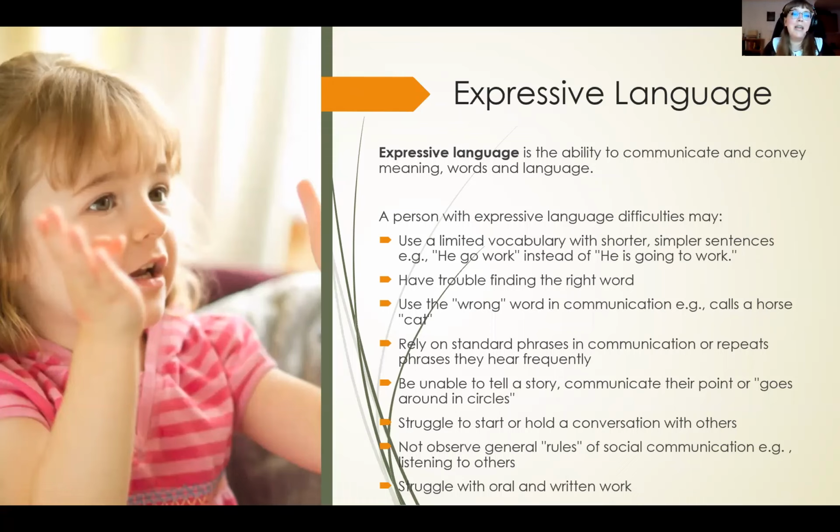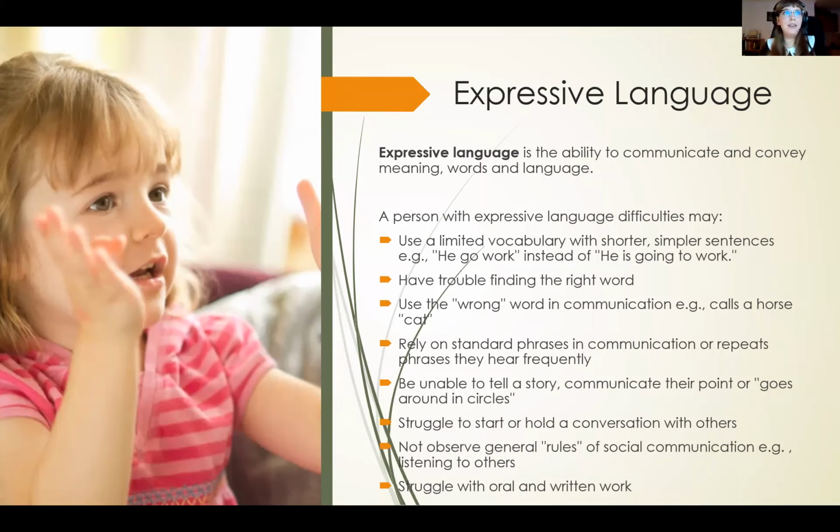They might struggle to start or hold a conversation with others, whether it's their peers or adults. They may not observe the general rules of social communication. So they may talk at you, but they're not observing to see if you're actually listening or interested. And they'll sometimes struggle with oral and written work when they're in school. So that's the expressive language.